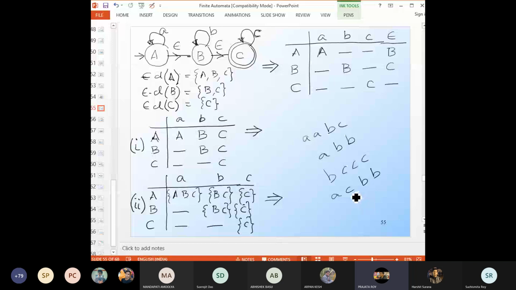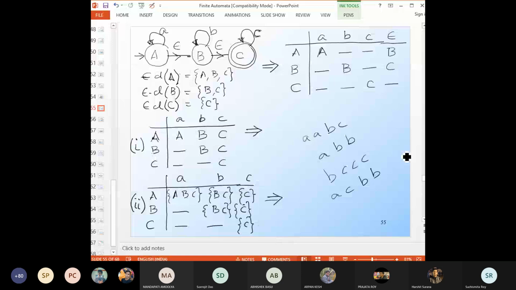But there is an epsilon, but it is shown in one direction, right? You cannot take an arrow in the opposite direction. You have to follow it in the correct given direction. So this will not be accepted. But if I remove this B, this will now be accepted.